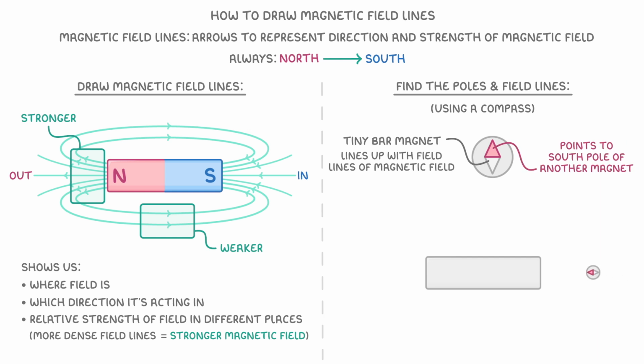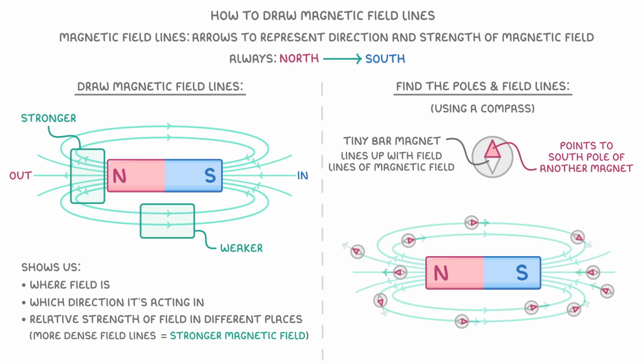So if we put our compass over here near our magnet, we could draw an arrow in the same direction as the compass needle, and as it's heading towards this pole, this must be the south pole. If we place the compass over here though, the needle would be pointing away from the magnet, so this must be the north pole. By doing this over and over again in different places, and then joining up the arrows, we eventually recreate the same pattern as our field line diagram from before.